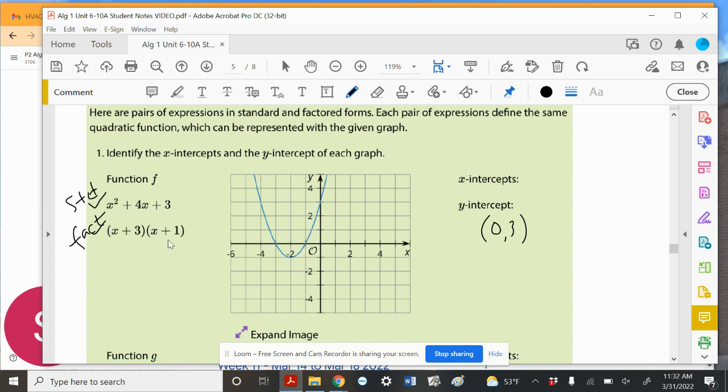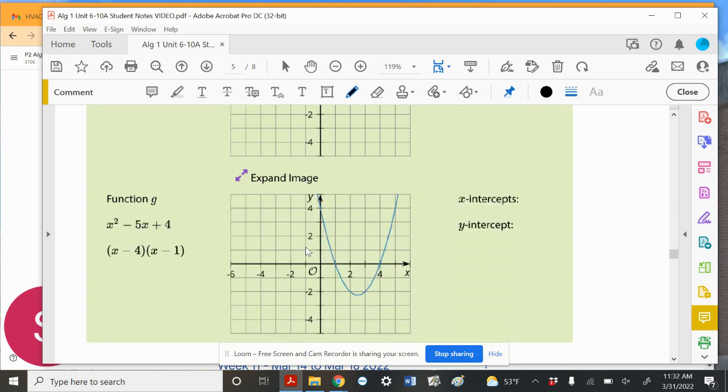And then for my x-intercepts, I can see them here. So I have (-3, 0), and I have (-1, 0). So (-3, 0) tells me when x is negative 3, y is 0. That's this point right here. And then (-1, 0) would be this point right here. So we go to the next one.